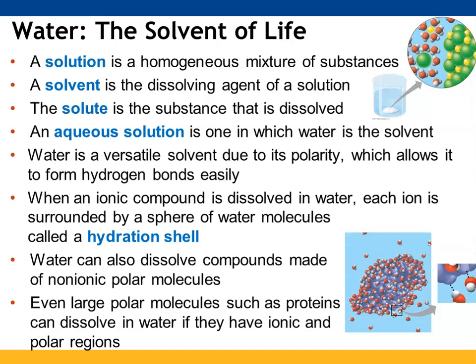Because of water's polarity and its ability to form the hydrogen bonds, it's able to take apart the ions in an ionic compound, surround them with a shell of water molecules. The cation gets surrounded by the partially negative charged oxygen atoms in water, and the anion is surrounded by the partially positive hydrogen atoms that make up water molecules.